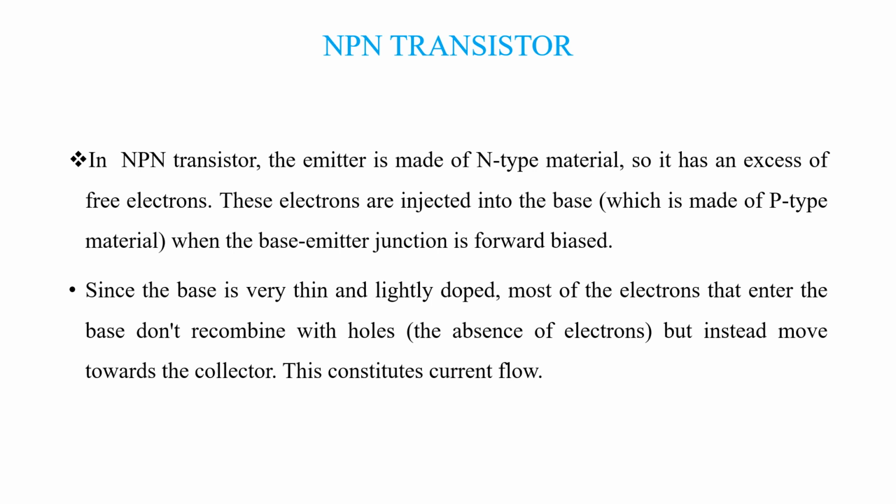But the base is very thin and lightly doped. So most of the electrons that enter the base do not recombine with holes, but instead move towards the collector, and this constitutes current flow.